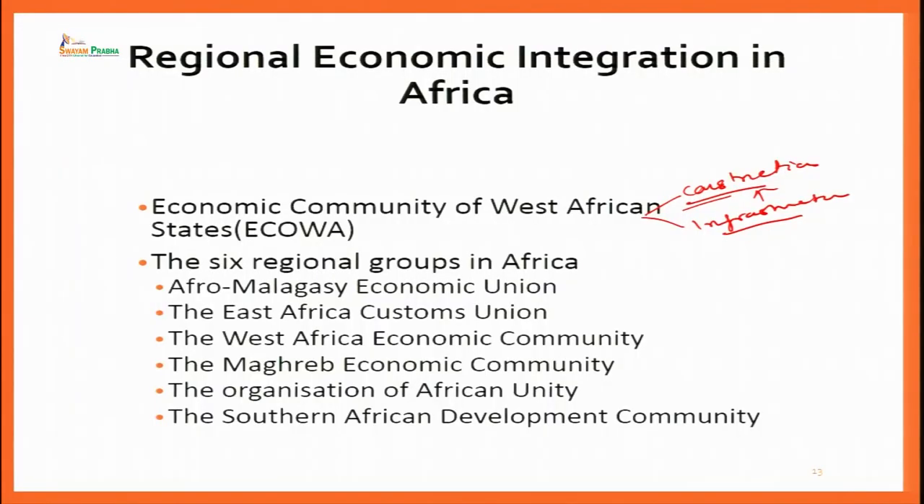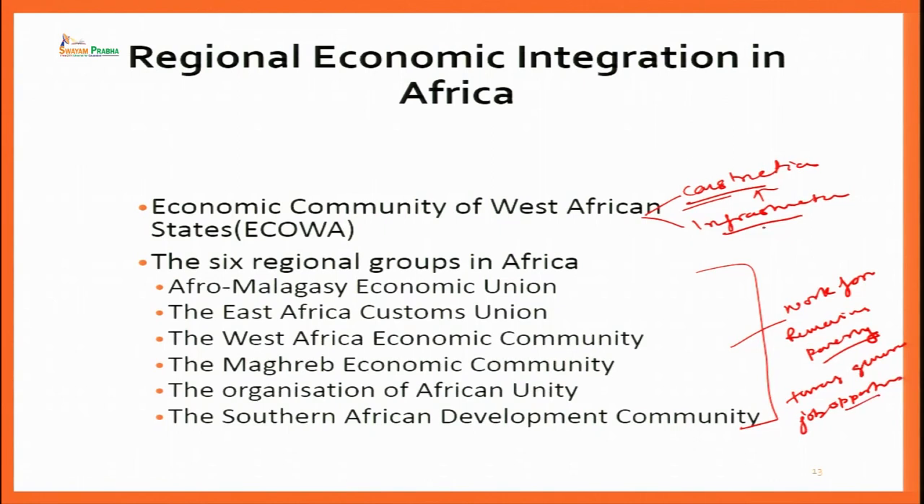There were 6 regional groups of such economic integration in Africa, like the Afro Malagasy Economic Union, East Africa Custom Union, West Africa Economic Community, Maghreb Economic Community, Organization of African Unity, and Southern Africa Development Community. The perspective of these communities is to work for removing poverty through generation of what? Job opportunities.